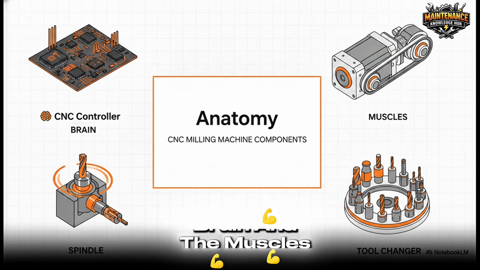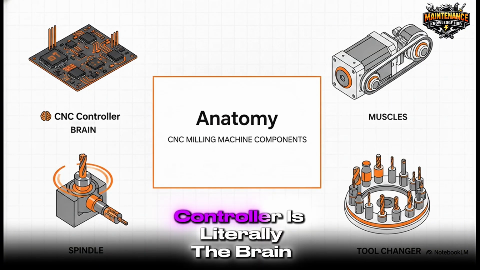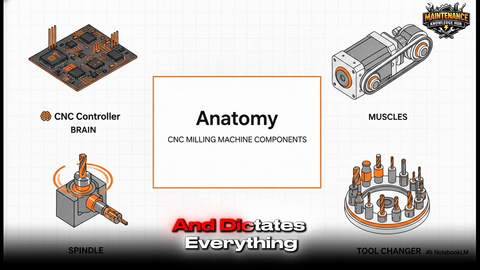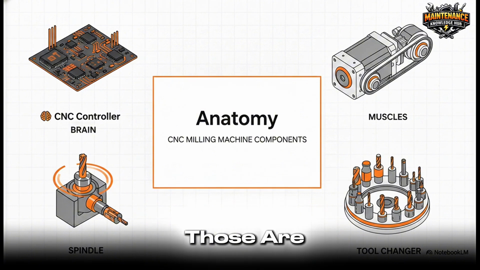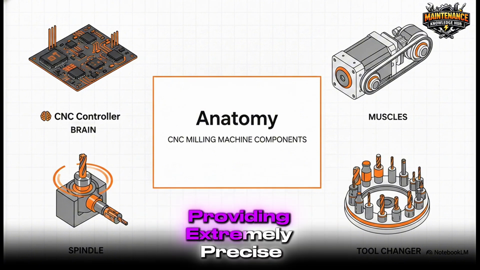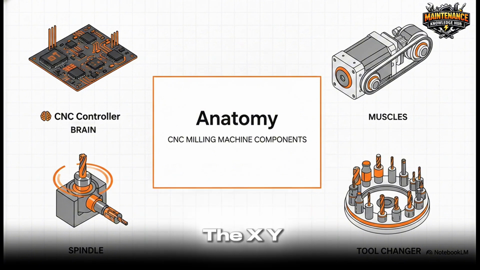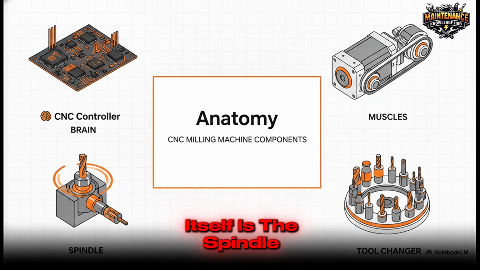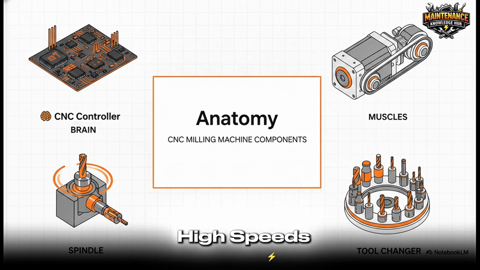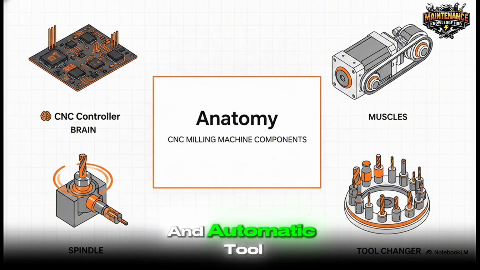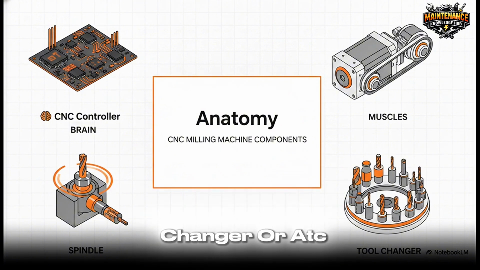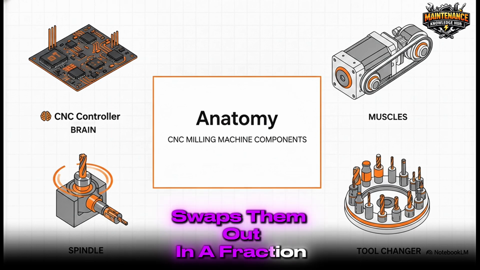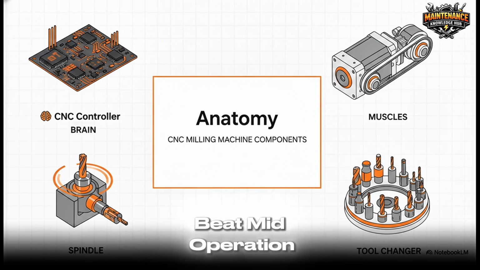Next, we meet the brain and the muscles. The CNC controller is literally the brain of the whole operation. It reads the program G-code and dictates everything. The muscles? Those are the servo motors, providing extremely precise, powerful movement across the X, Y, and Z axes. The primary driver of the cut itself is the spindle, spinning the cutting tool at crazy high speeds. And we definitely can't forget the tool magazine and automatic tool changer, or ATC. This is a brilliant system that stores multiple tools and automatically swaps them out in a fraction of a second without missing a beat mid-operation.